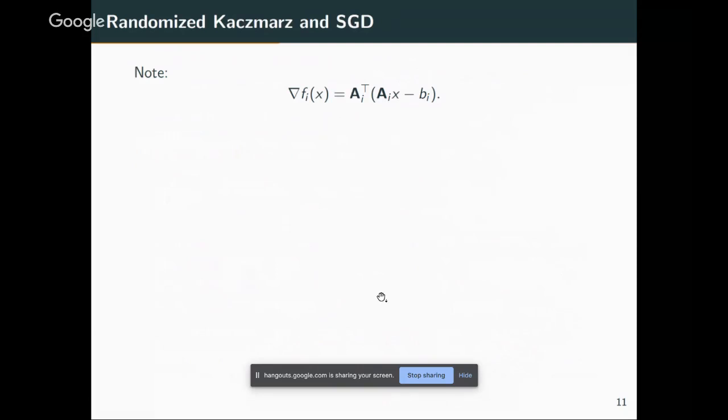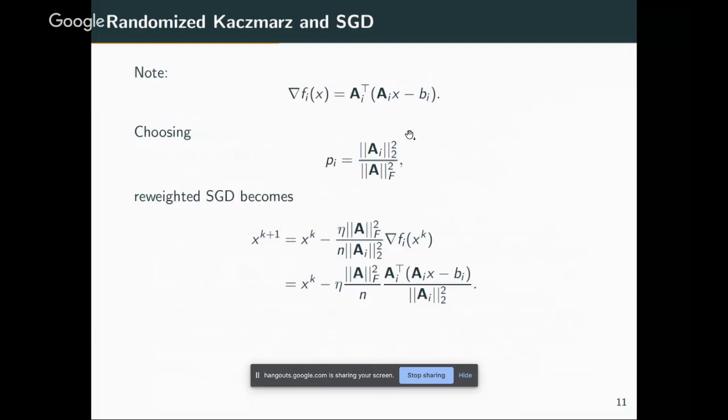If we look at the gradients of the component functions when we're considering the least squares loss, the gradients take this form, where again A sub i is just the ith row of the matrix A. And if we pick the rows with probability p sub i, then when we do this reweighting process, which is just the 1 over p sub i, and plug in this component gradient, we get exactly the Kaczmarz update. Although here there's a coefficient outside weighting the step size that we're taking.